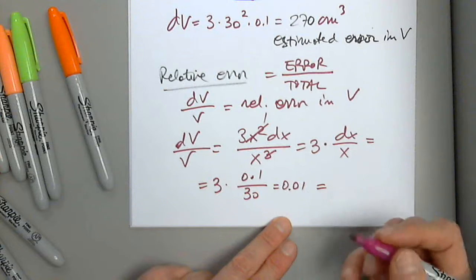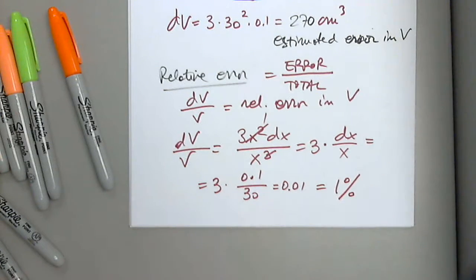And now we are also asked to determine the percent error. All we have to do is move the decimal digit 2 spots to the right. So the relative error in the measurement of the volume for a tiny error in the edge that triggers 270 centimeters cubed of error in the volume, which is 1% of the volume. So that's the error created, or 0.01.